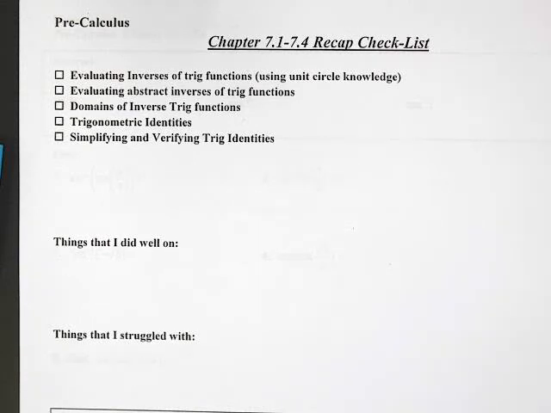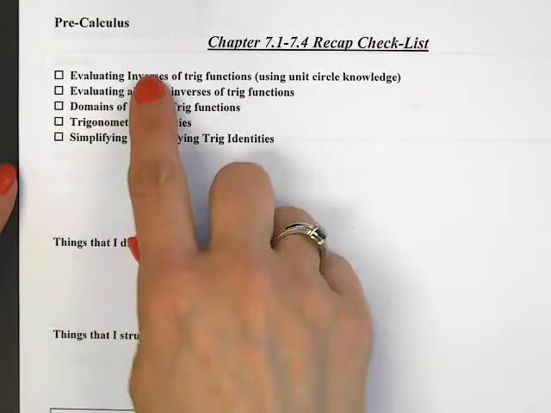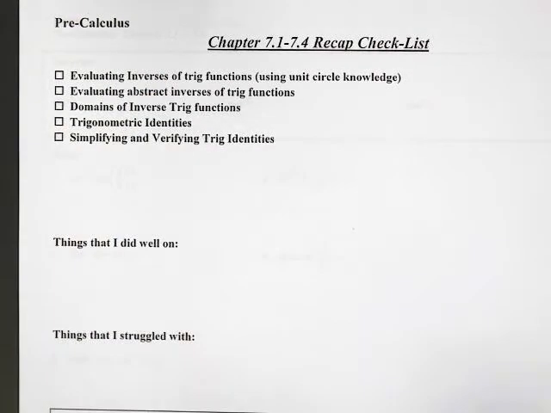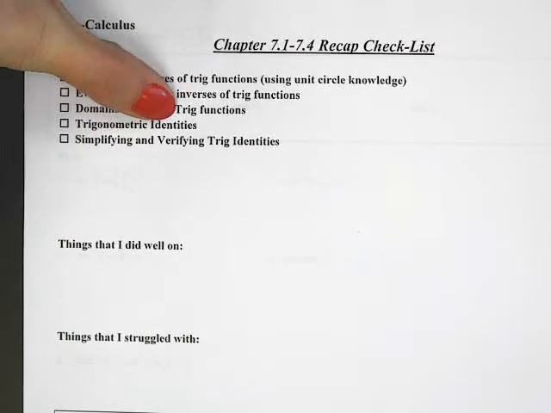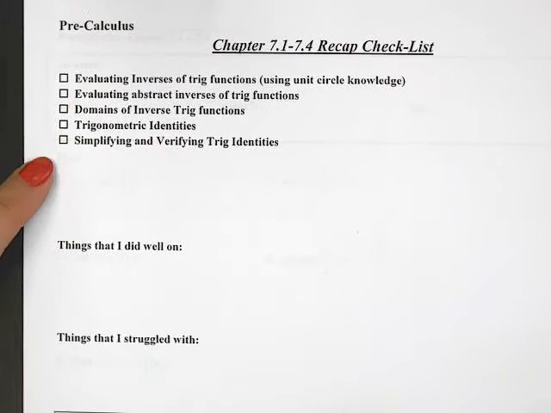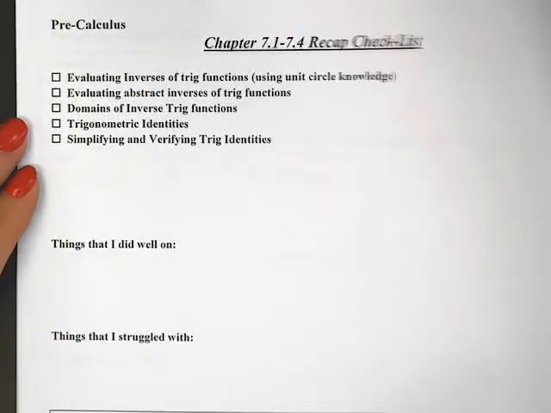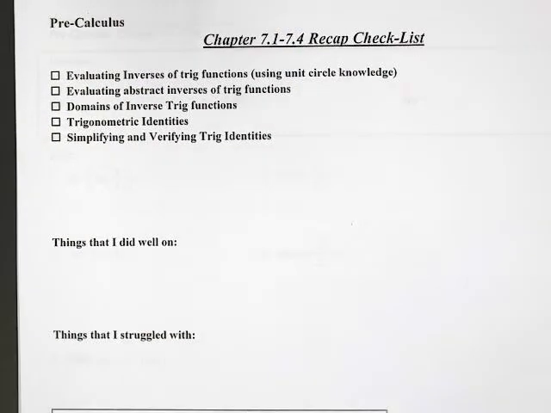Let's take a look at a recap for the first half of Chapter 7. Remember, all of these things right here need to be on your note card. All the things that we studied, a lot of inverses, and then of course all the identities. This was simplifying trig identities. The answers are not going to be there, so it's not so much verifying, but simplify and come up with the answer.